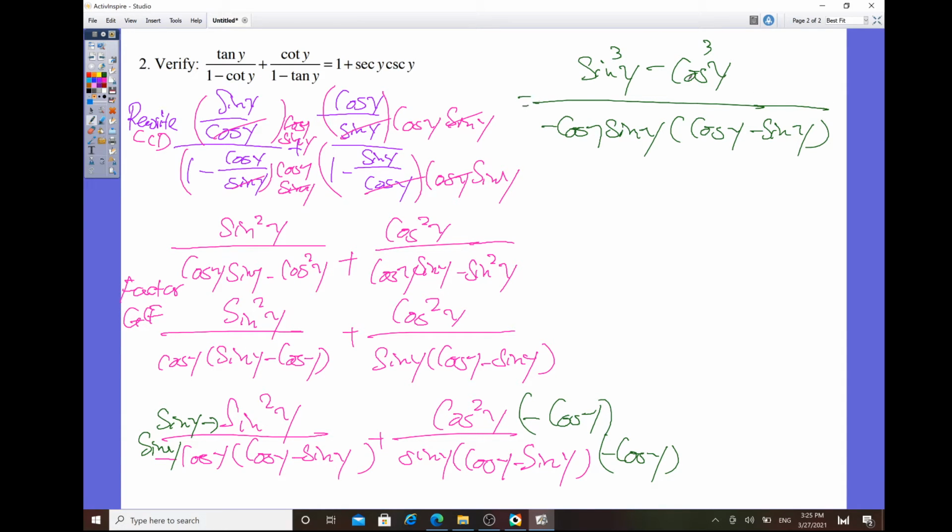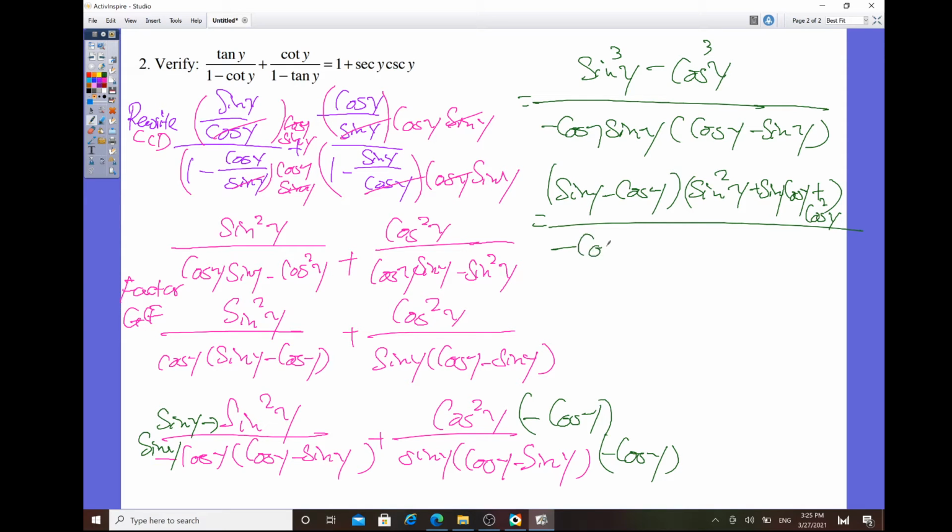So now what do you notice about this one here? Well, this one is just the difference of two cubes. If you try to expand it, it's sine of y minus cosine of y times the quantity of sine squared of y plus sine y cosine y, and then plus cosine squared of y. And then it's all over this whole thing, the least common denominator. And now, what do you notice at this moment? Sine squared of y plus cosine squared of y, that's just 1.